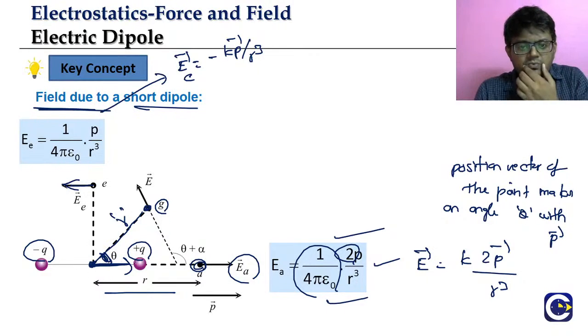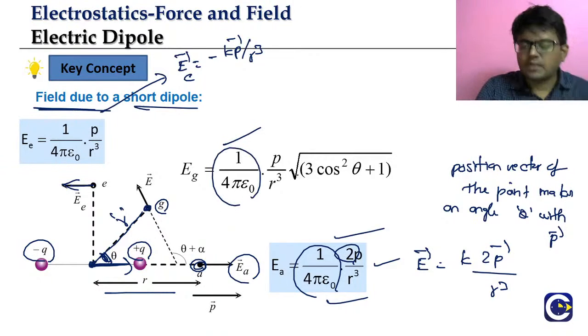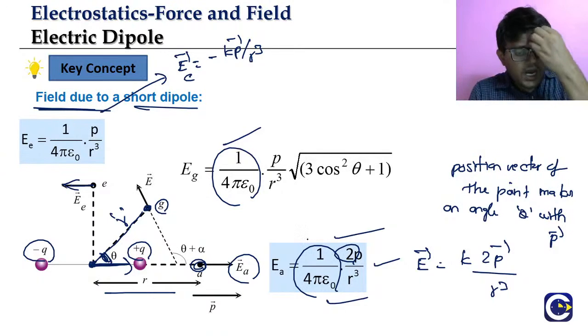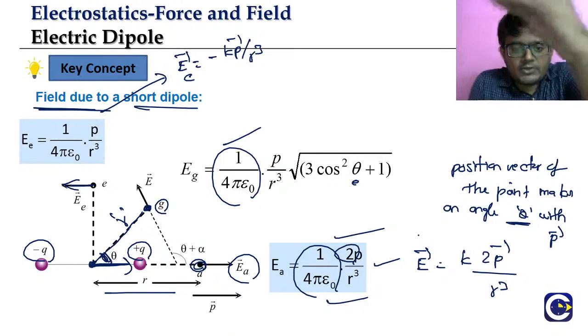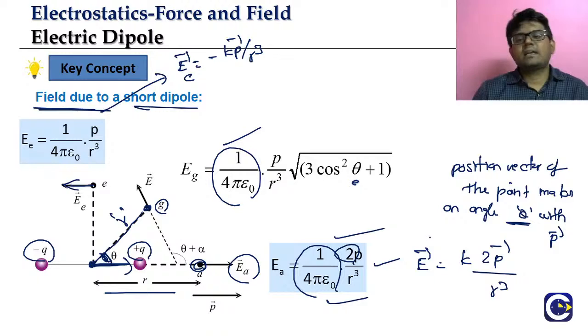We take a point like that. Okay, look at what will be the formula for the electric field at that particular general point. What is the formula? 1 by 4 pi epsilon naught, p by r cube, into root of 3 cos square theta plus 1. What is theta? Theta is the angle between the position vector of the point from the center of the dipole and p bar. That is the theta value. Okay? So this is the electric field at a general point.